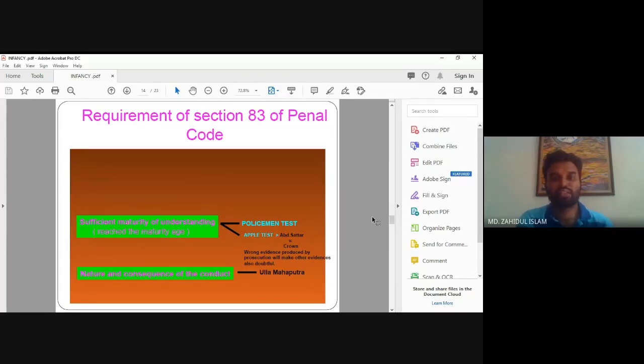We just discussed the requirements for section 83. Under 83, you have to fulfill two requirements: sufficient maturity of understanding, and the nature and consequence of the conduct. You have to prove sufficient maturity of understanding, that means reaching the maturity age. The child didn't understand the nature and consequence of the conduct, and doesn't have sufficient maturity to understand the offense.